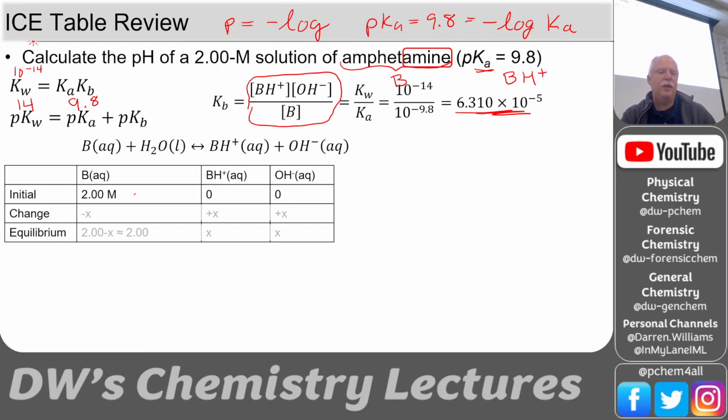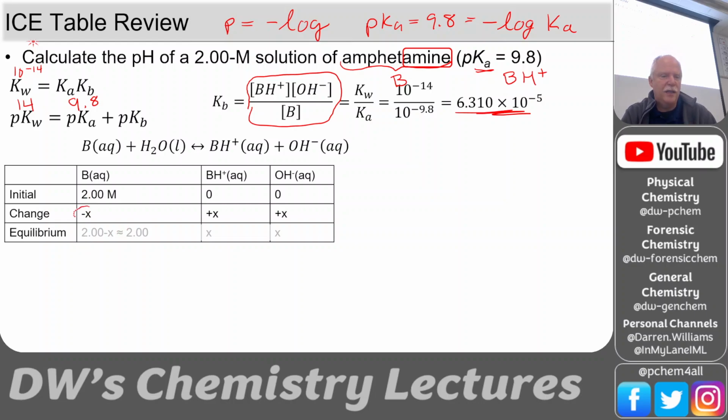So let's look at the ice table. We start with the initial, we have a change row, and then we have equilibrium: initial, change, and equilibrium. And we're starting with a 2 molar solution of base. That's what we call the nominal concentration. Let's say we're making up this stock solution, concentrated up to 2 molar amphetamine in water. And it doesn't stay that way. As soon as we put it in water, Le Chatelier's principle takes over and establishes equilibrium. So we have some of this going away.